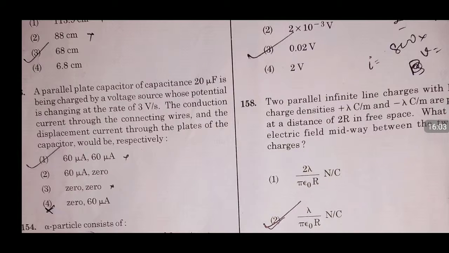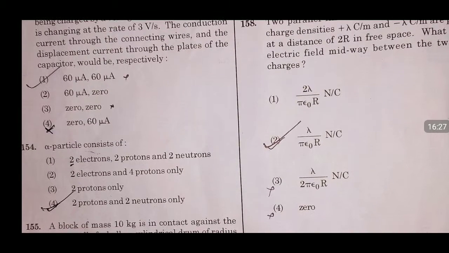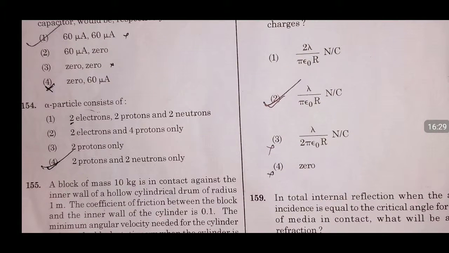A parallel plate capacitor of capacitance 20 microfarad is being charged by a voltage source whose potential is changing at a rate of 3 volt per second. The conduction current through the connecting wire and the displacement current through the plates of the capacitor would be respectively... Then that option is 60 microampere and 60 microampere. An alpha particle consists of... the right option is fourth: 2 protons and 2 neutrons.